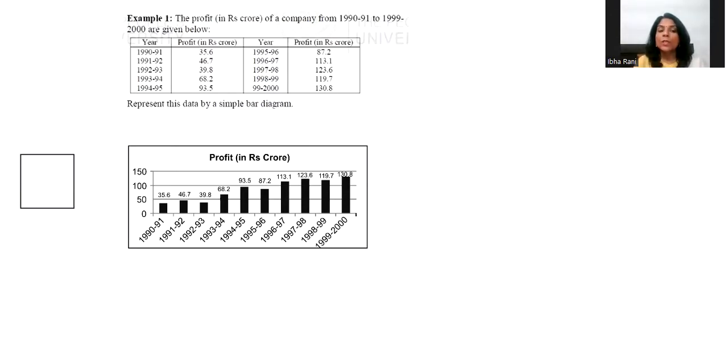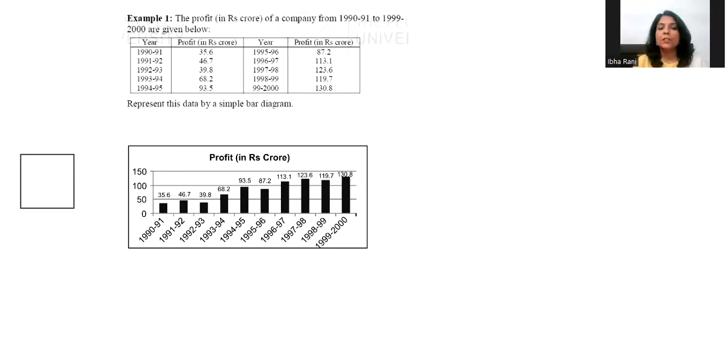The only thing you have to keep in mind is the width of the bars in the bar diagram. Always maintain it identical. If you take 1 centimeter for the first year, for the second year also you have to maintain 1 centimeter, or 2 centimeters or 1.5 centimeters, whatever you take, it should be identical. Only the length will vary based on the profit of the company. In 1991 it was 35.6 crores, so it will come below 50. You can see here it is below 50.